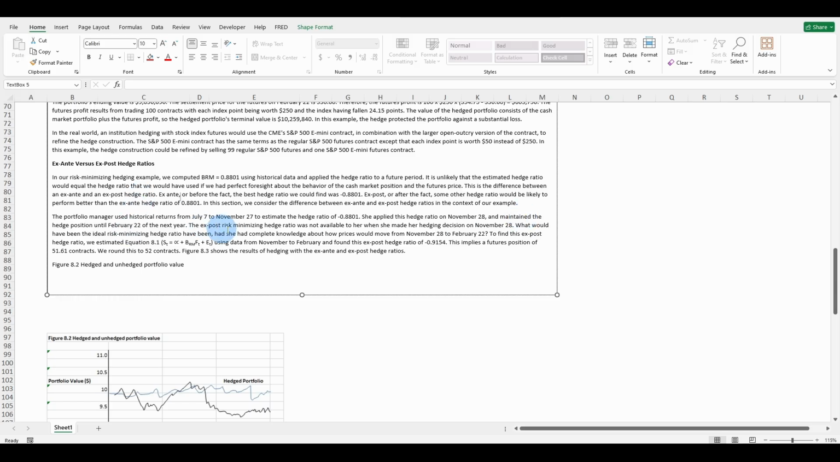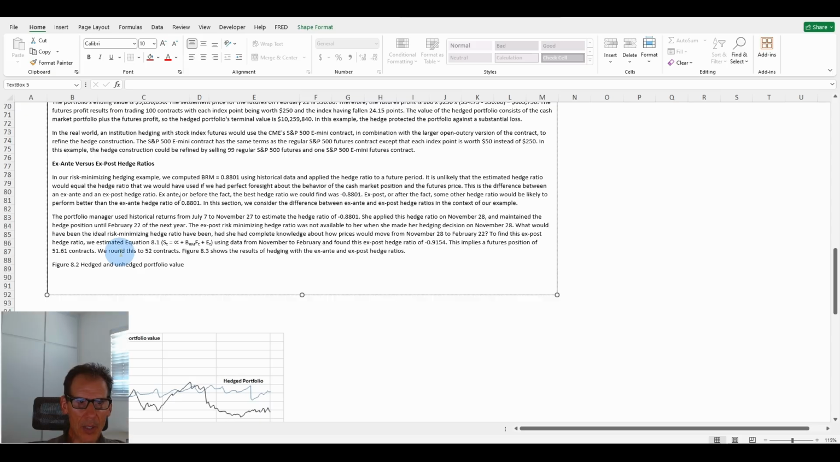The ex-post risk minimizing hedge ratio was not available to her when she made her hedging decision on November 28th. What would have been the ideal risk minimizing hedge ratio had she had complete knowledge about how prices would move from November 28th to February 22nd? To find this ex-post hedge ratio, we estimated equation 8.1, using data from November to February, and found this ex-post hedge ratio of negative 9.154. This implies a futures position of 51.61 contracts. We round this to 52.